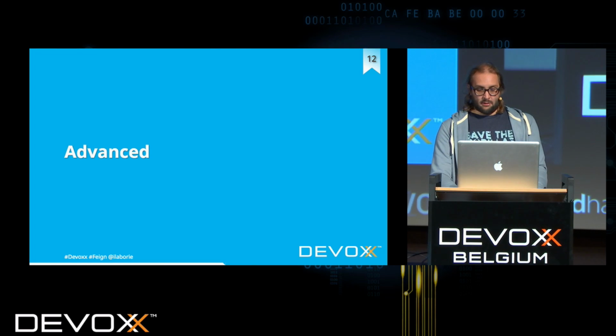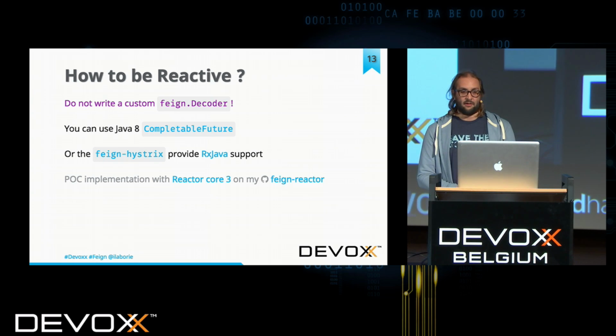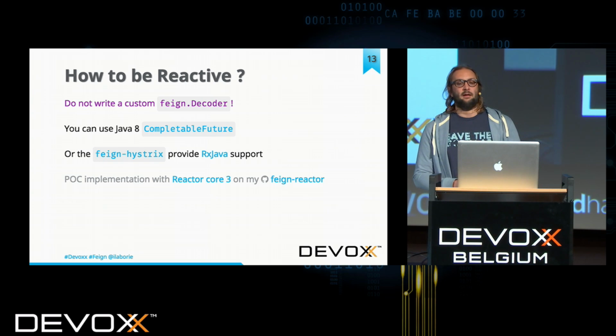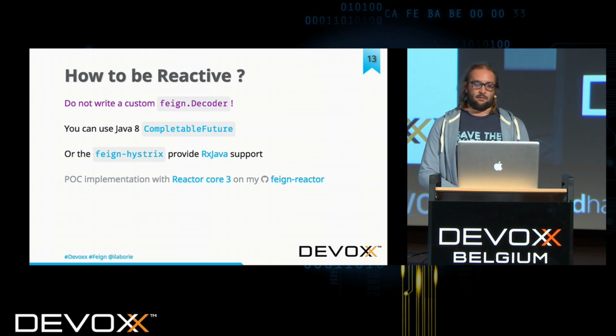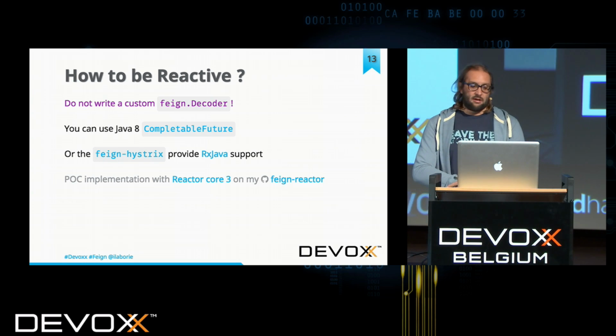Now, advanced topic. First of all, how to be reactive. Reactive is a hot topic at the moment. The first thing that came to my mind when I wanted to be reactive with Feign was writing a custom decoder for handling, for example, CompletableFuture or Rx's Observable or things like that. It's a bad idea. You're just going to be reactive during the parsing of the response, and you want to be reactive during the whole process. In fact, the networking is more important here. So it's easy to wrap your Feign interface into a reactive one, but not very sexy, of course.